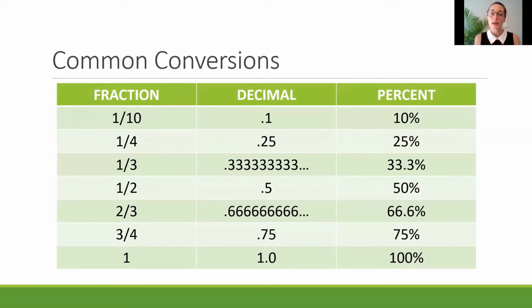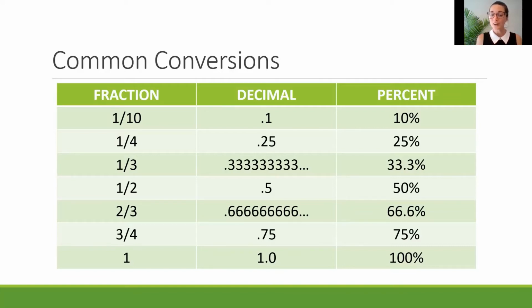So for example, if I see the fraction 1/10, I know that the decimal form will be 0.1 and the percent form of that is 10%. And these are all the same value, 1/10, 0.1, and 10%. It's just that they're written in 3 different forms. Same thing with 1/4, 0.25, and 25%.